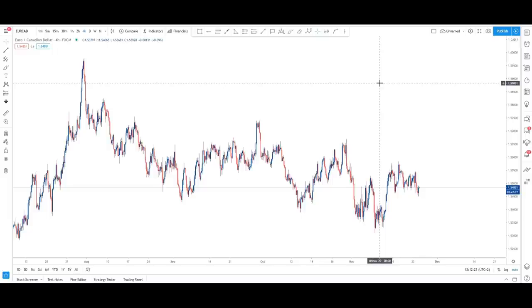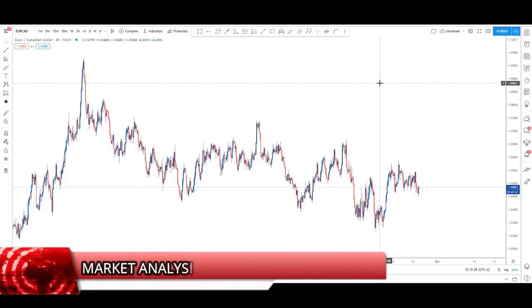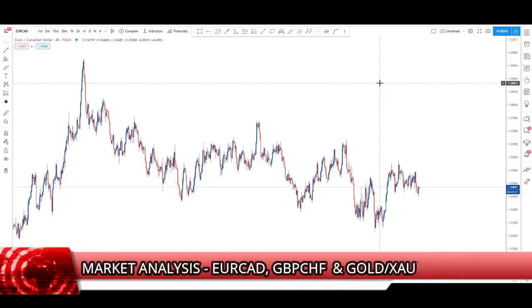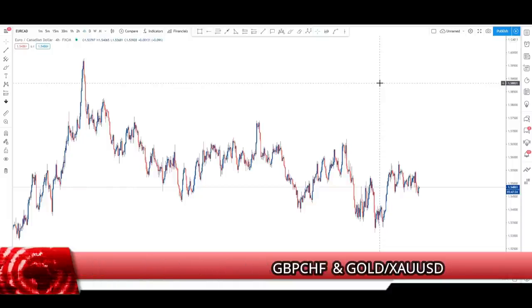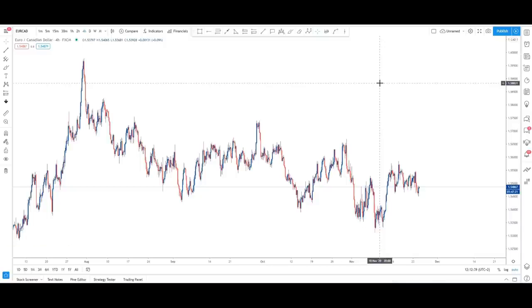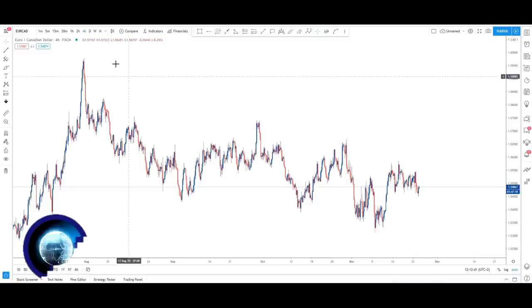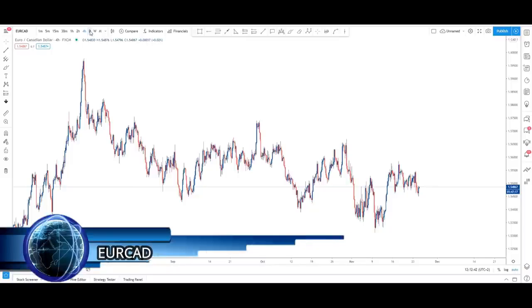So today guys, we're going to be focusing on three pairs, as we always do. We're going to be looking at EURCAD, GBPCHF, and lastly we're going to be looking at gold, which is XAUUSD. But without any further waste of time, let's jump to EURCAD.